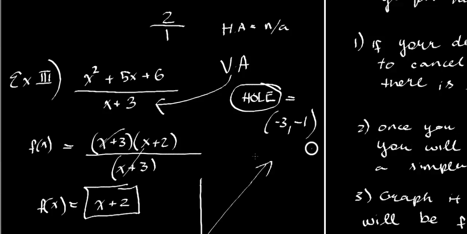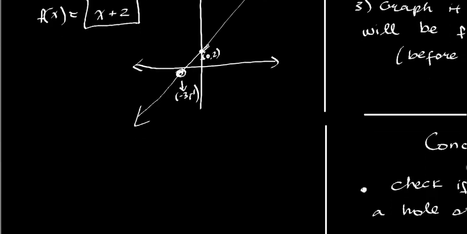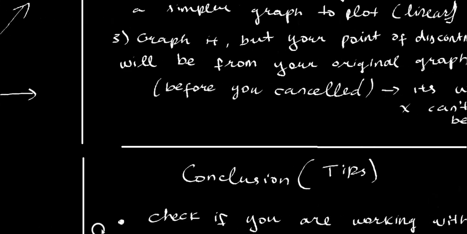So that's it. We have our hole at -3, -1. This is the point of discontinuity. This one was a little bit challenging, but hopefully you understand how to deal with them. So I left a little tip.